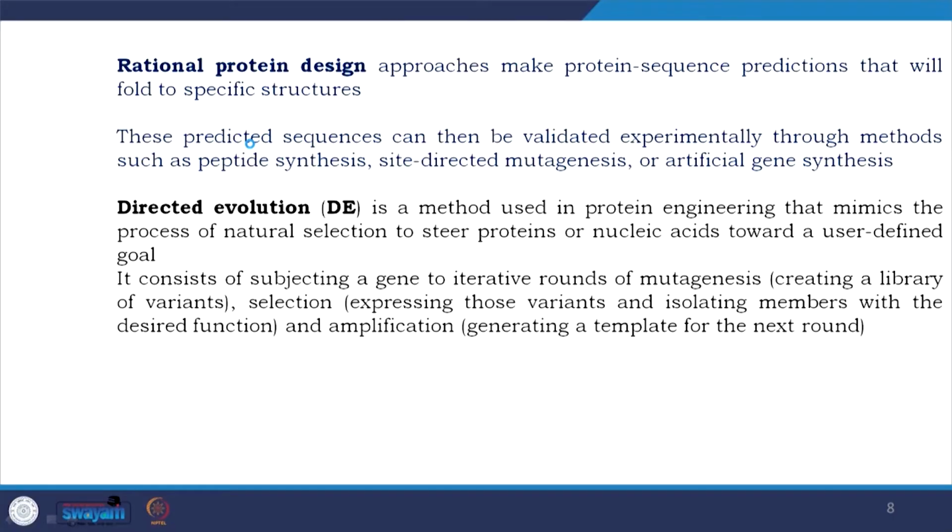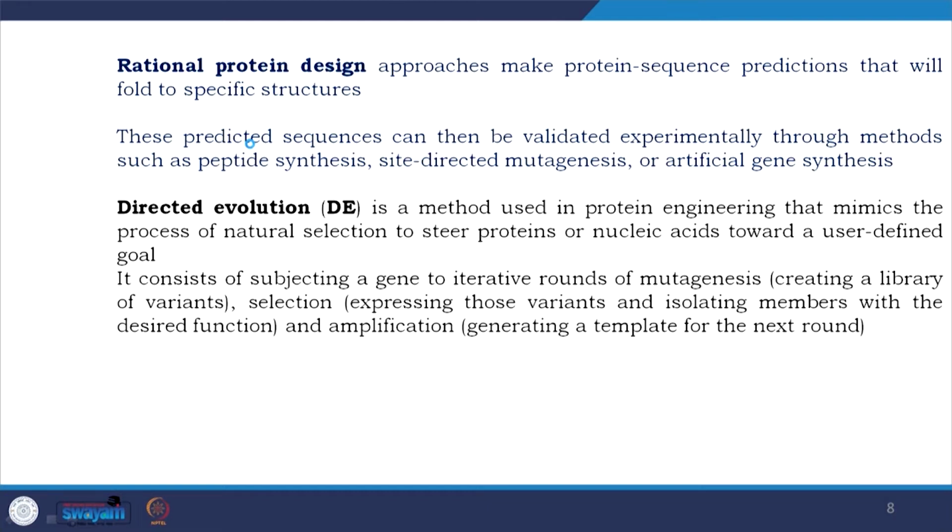Directed evolution consists of subjecting a gene to iterative rounds of mutagenesis. So, you take a gene and perform random mutagenesis, creating a library of variants. Then you do the selection: expressing those variants and isolating members with the desired function, what you actually want. Then amplification generates a template for the next round.